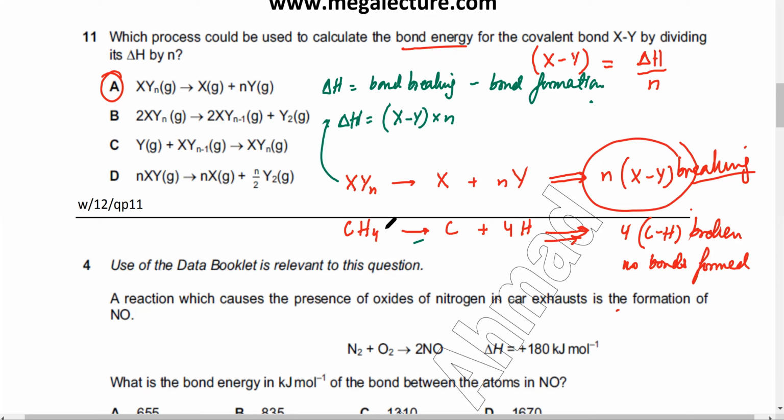Exactly in the same way over here, I had to break 4 bonds of C and H. Now over here, I have to break N bonds of XY. And how many bonds do I need to form? There are 0 bonds being formed. So that's 0. That's nothing.